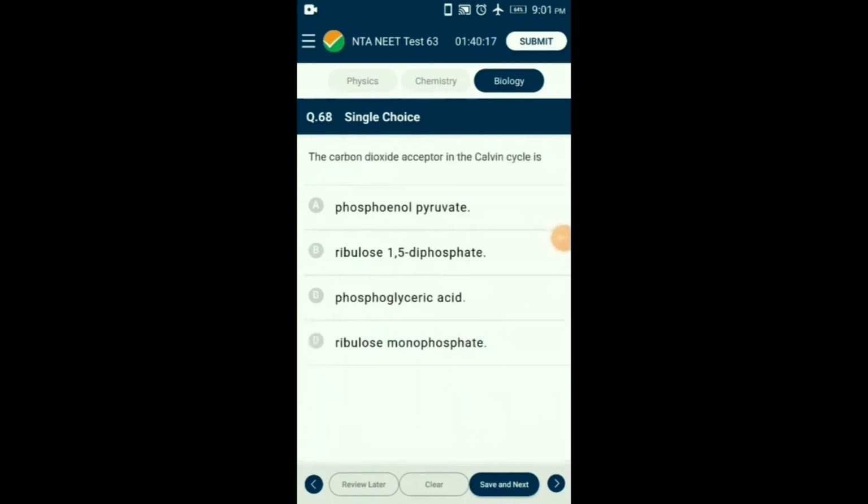Question number 68. The carbon dioxide acceptor in the Calvin cycle is: in the Calvin cycle, initial carbon dioxide is accepted by ribulose 1,5-bisphosphate, that is RuBP, already present in the cells, and a 6-carbon addition compound is formed, which is unstable. It soon gets converted into 2 molecules of 3-carbon compound phosphoglyceric acid due to hydrolysis. So the answer for this question is option B, ribulose 1,5-bisphosphate.